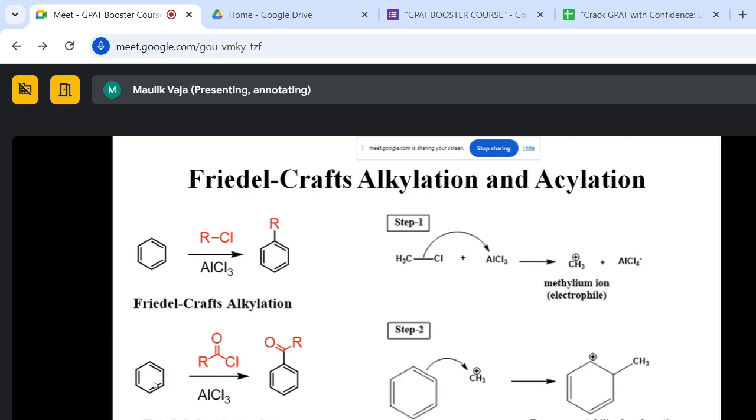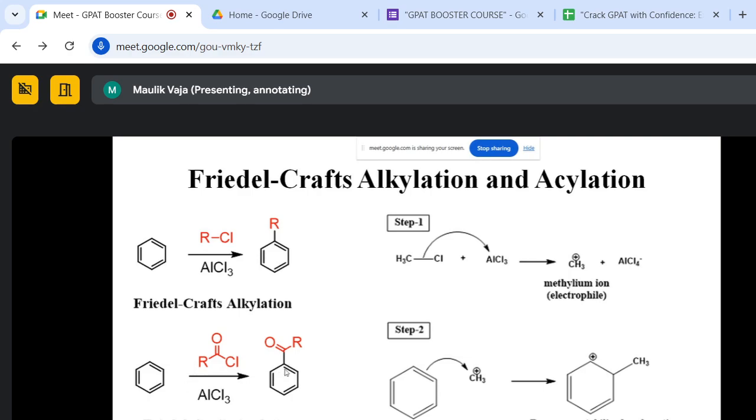No, not anisole. Here it is very tricky. CH3COCl will form acetophenone. This question was asked two to three times. It is a simple question: you will know the structure of the compound, but the name of the compound is very difficult.